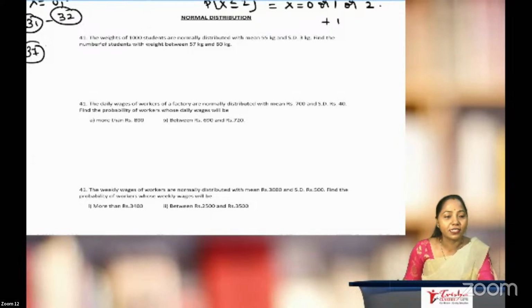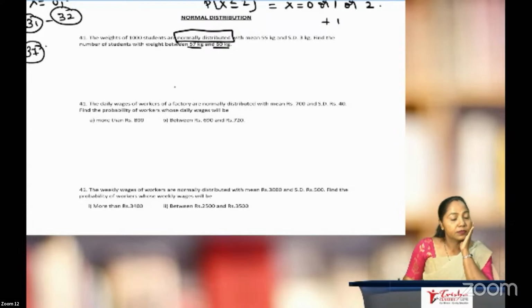Question number 37. Weights of 1,000 students are normally distributed with mean 55 and SD 3 kg. Find the number of students with weight between 57 and 60 kg. Whenever question number 37 is given to us, as I told you, it is always normal distribution. Moreover, even in the question they will mention it is normally distributed. Normal distribution is used for a continuous random variable.